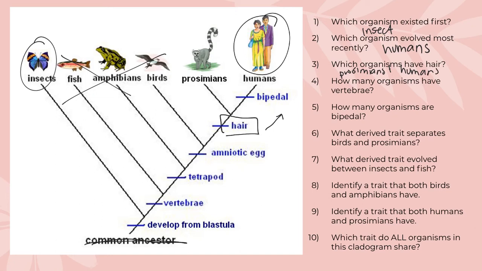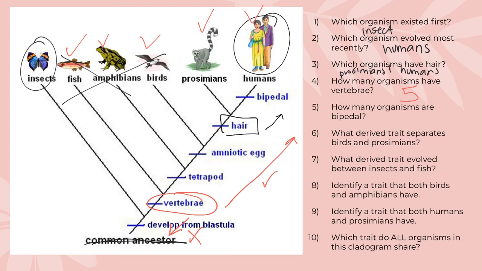Next, it asks how many organisms have vertebrae. Well, here's our vertebrae, which means everything above here does and everything below does not. And so that means we have 1, 2, 3, 4, 5 organisms that have vertebrae.